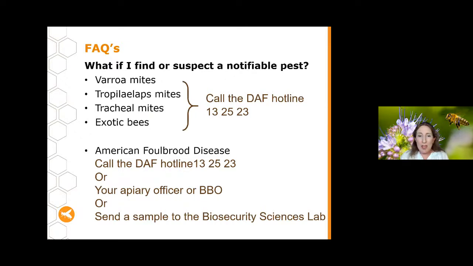American foulbrood disease, on the other hand, you can report in a range of different ways. If you just want to put it in the portal, that's sufficient. If you want to call the hotline, you can do that. You can also call your apiary officer or me, your BBO, or you can send a sample to the Biosecurity Sciences Lab. That's largely because this is the only one of these that is really endemic to Queensland, so there are a few options there.